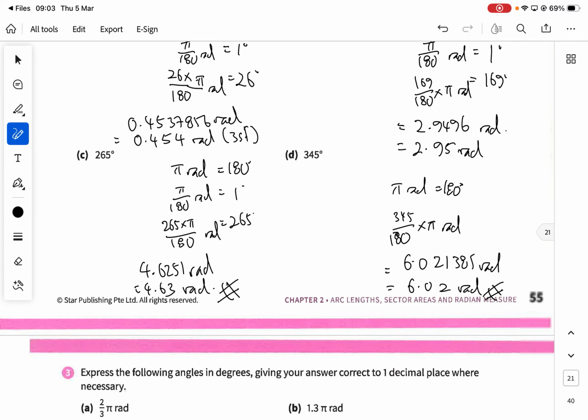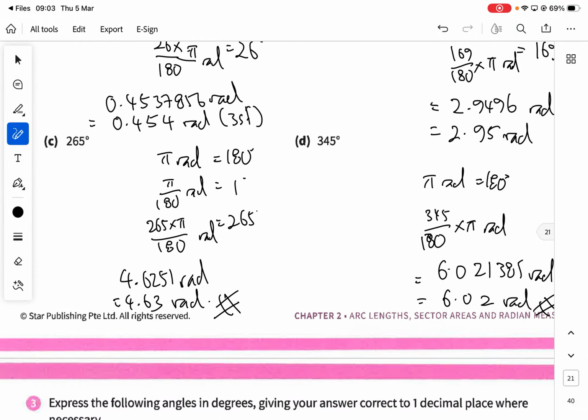355.233 or 355.2 to 1 d.p. Okay? Okay. Next part, you need to change something on your calculator.